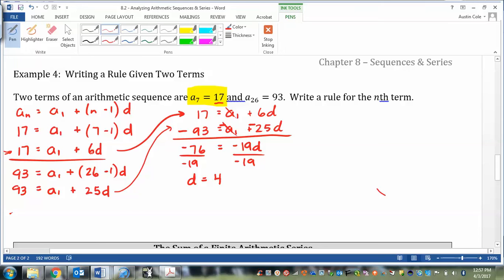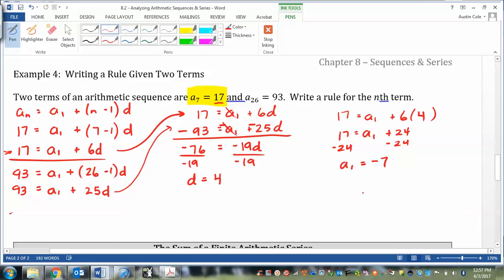So if I pick this guy right here, I'll do 17 equals a sub 1. Actually, I'm going to go up here. 17 equals a sub 1 plus 6, and I know what d is. It's 4. Ooh, I'm ahead of myself. Now I have everything except a sub 1. So here I'm going to get 24. So 17 equals a sub 1 plus 24. Minus 24 on both sides. A sub 1 equals negative 7.